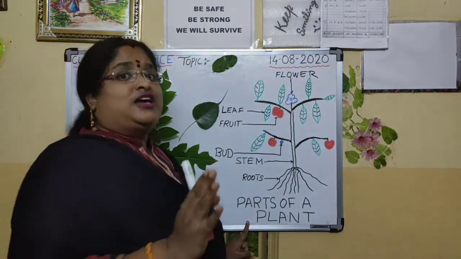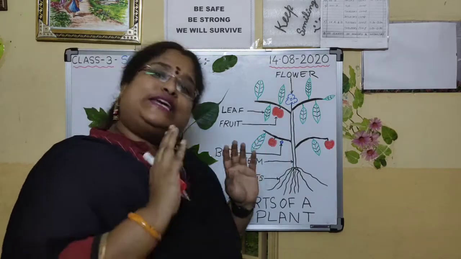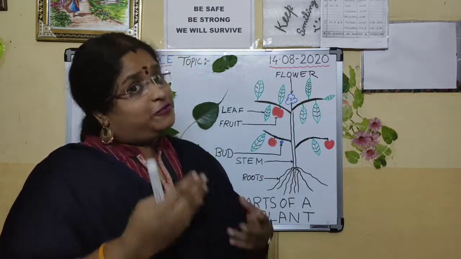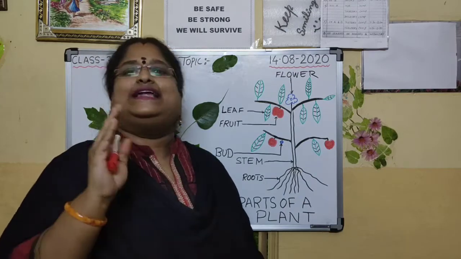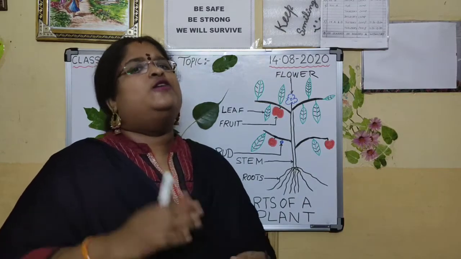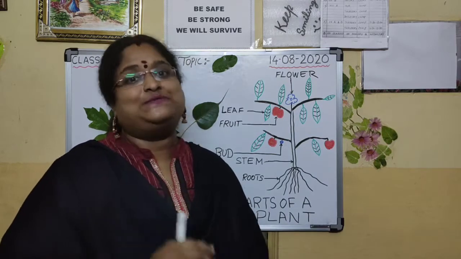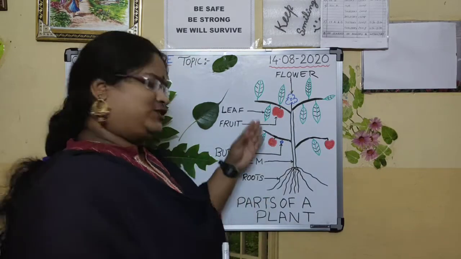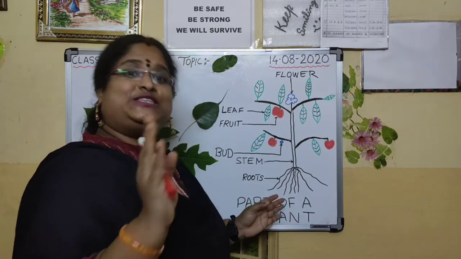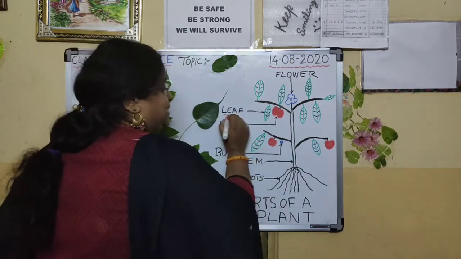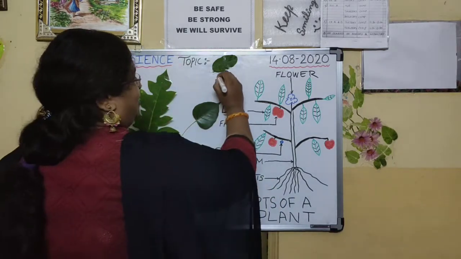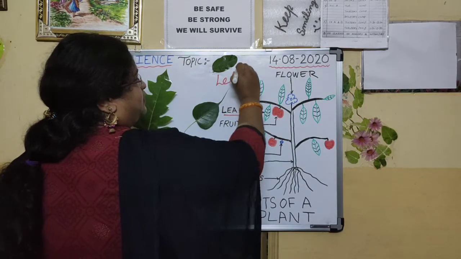Can you tell me which one is called the kitchen of the plant or food factory of the plant? Okay, let me give one clue, children. For you, who prepares the food? Yes, mother prepares the food. In case of plants? Yes, you're right. Leaf. So today we are going to see about leaf.